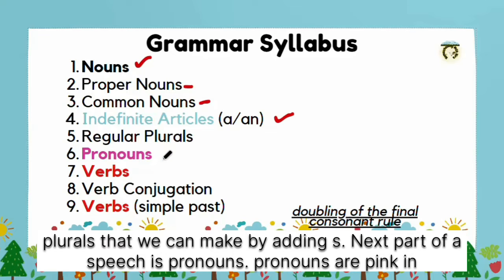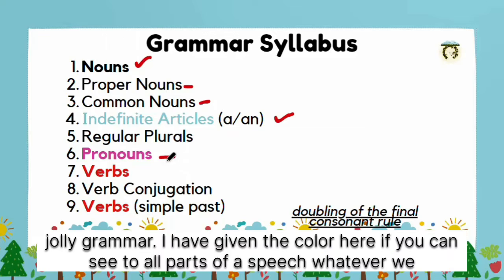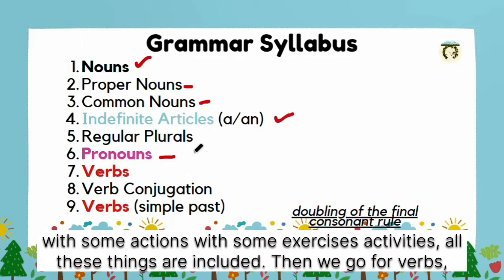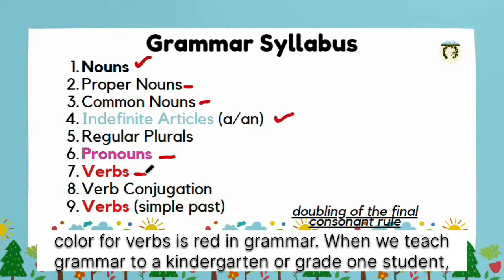Next part of speech is pronouns. Pronouns are pink in Jolly Grammar. I have given the color here, if you can see, to all parts of speech, whatever we'll be doing here. So pronouns are pink and we tell them first person, second person and third person with some actions, exercises and activities. Then we go for verbs. The color for verbs is red in grammar.